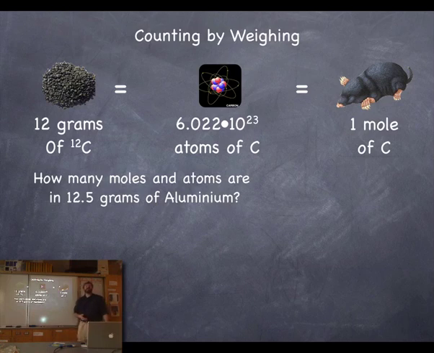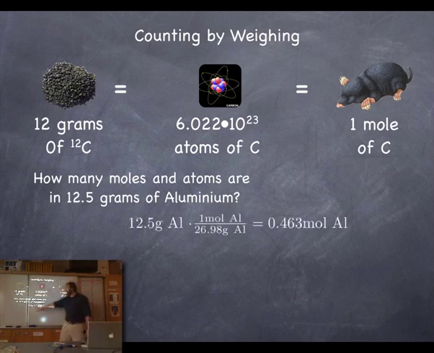So I'm going to set up a conversion. This molar mass gives me a ratio between grams and moles. So I can say 12.5 grams of aluminum, and now I need a ratio to go to 1 mole, and I looked this up on the periodic table. This is the atomic mass from the periodic table: 26.98 grams of aluminum is 1 mole. So that would be 0.463 moles of aluminum atoms.